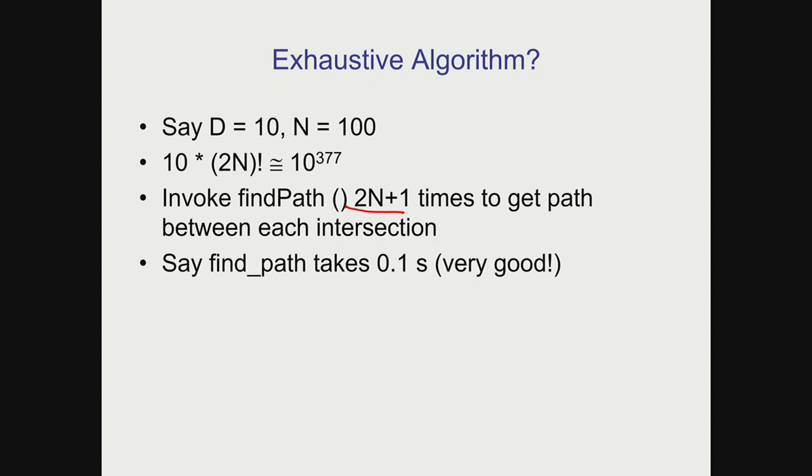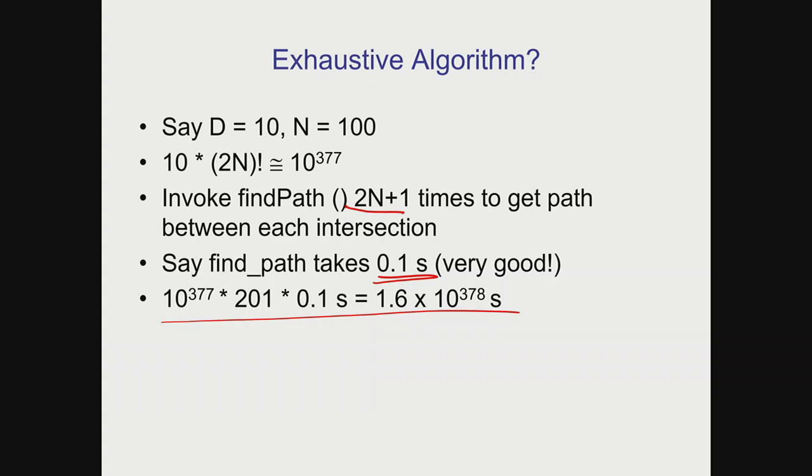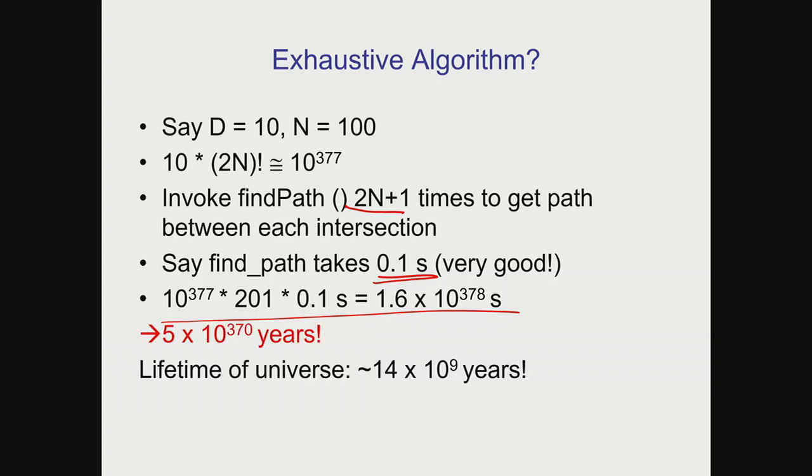In milestone 3, making your find path take about 1/10 of a second for a typical problem would be quite good. So if I assume I have a pretty good find path algorithm and I multiply all this out, I get something like 1 times 10 to the 378 seconds. Computers are not fast enough to do this. This algorithm is not looking good. That is 10 to the 370th years.